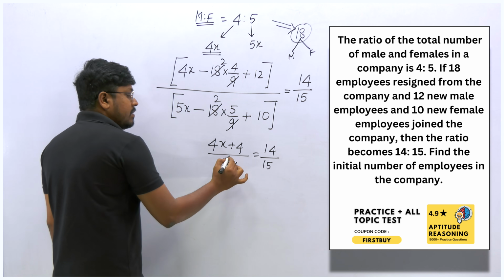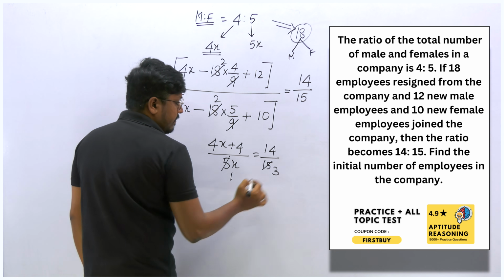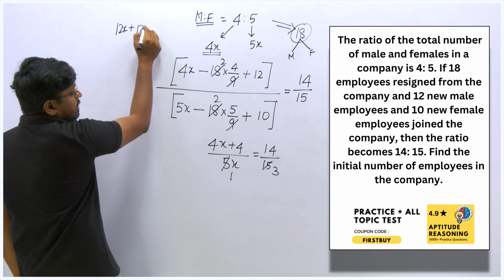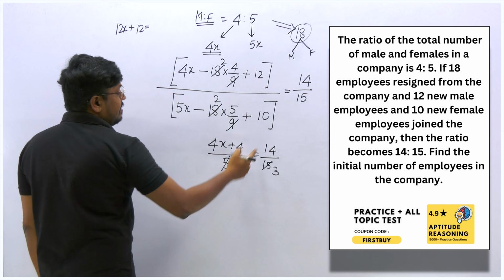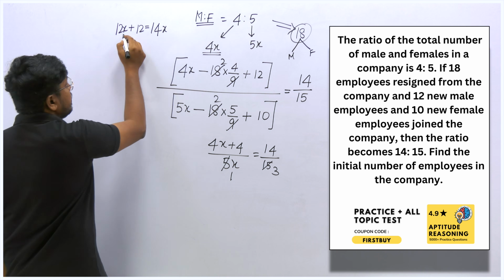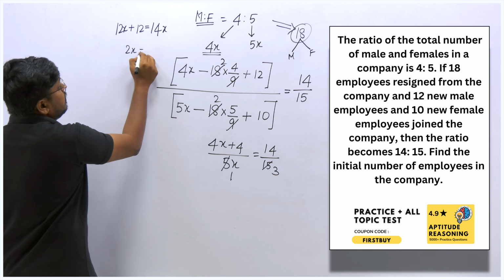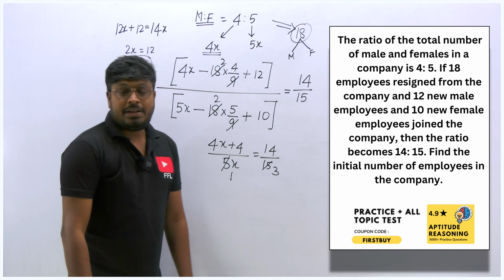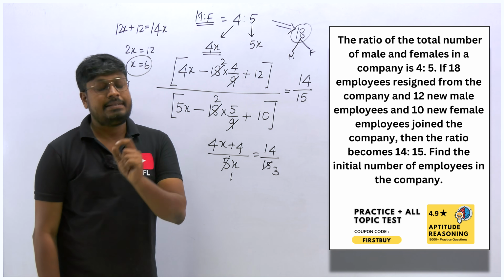So we can cancel this also. 1 5 is 5, 5 3s are 15. So multiply this. This will be 12x and this will be 12 equals 1. So 14x. Once you bring this 2x over, x is equal to 6. So finally we got the answer, the value, that x is equal to 6.